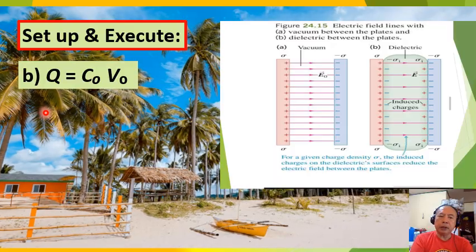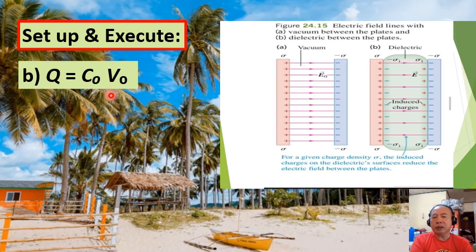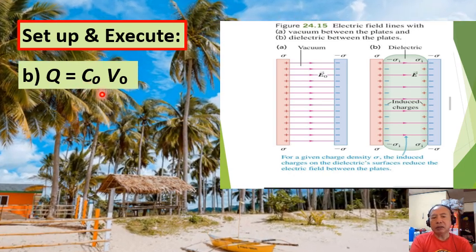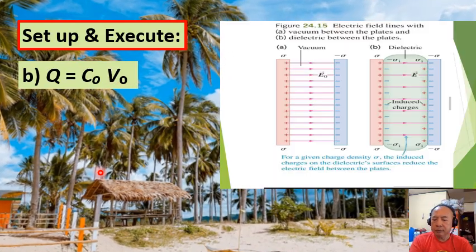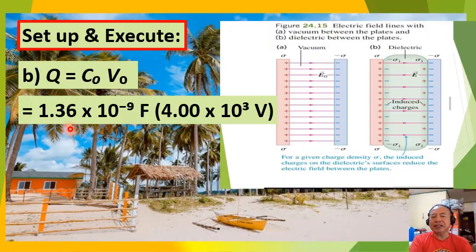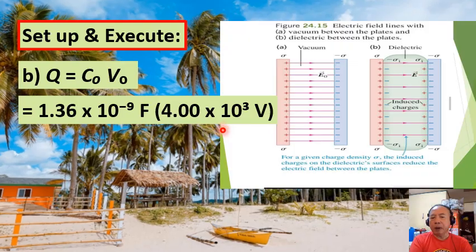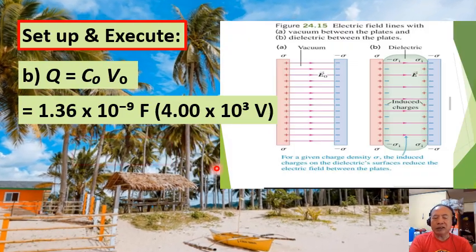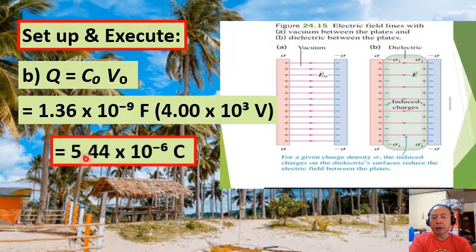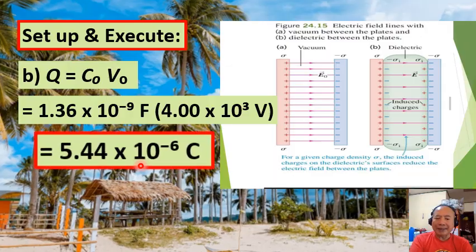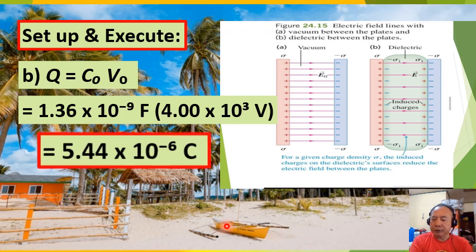Part B, we are to find the charge big Q, and it is simply the product of the original capacitance, C naught, and the original potential difference or voltage, V naught. That is, big Q equals 1.36 times 10 to the negative 9 farad times 4.00 times 10 to the third power volts. So multiplying these quantities, we get the charge big Q equal to 5.44 times 10 to the negative 6 coulombs, also in three significant figures.